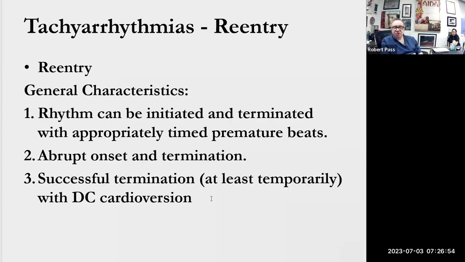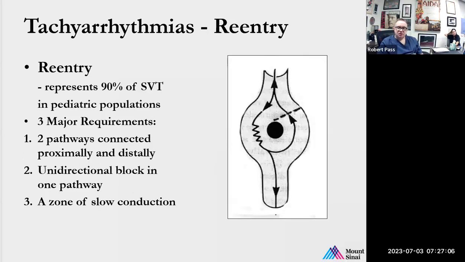So what are some of the general characteristics of reentry? Well, first of all, reentry can be initiated and terminated with appropriately timed premature beats. Now, why is that? Let's assume that in this little cartoon, this is the AV node, and this is a WPW accessory pathway. If both of these pathways can conduct at equal rates with equal refractory periods, any premature beat will either go down both pathways or block in both pathways.